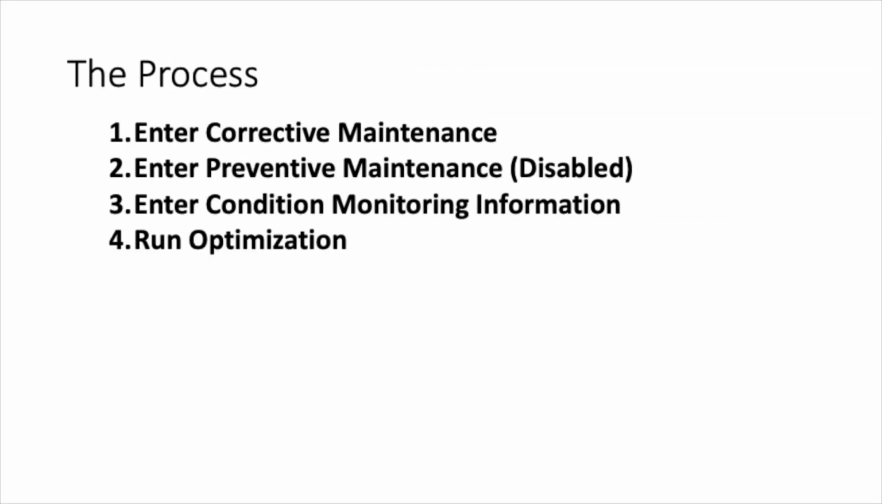Let's now switch over to how to do this task. We'll look at entering the corrective maintenance, the preventive maintenance that will be disabled so that it can be performed when the condition monitoring task finds the potential failure. We'll enter the condition monitoring information and then run some optimization scenarios.